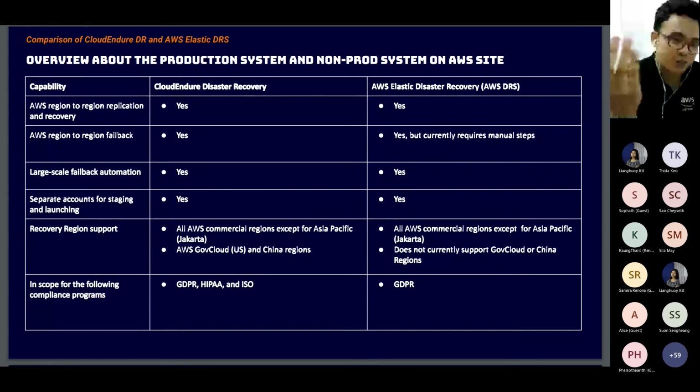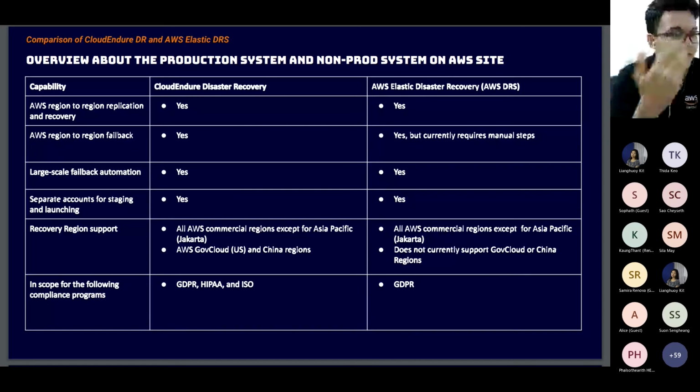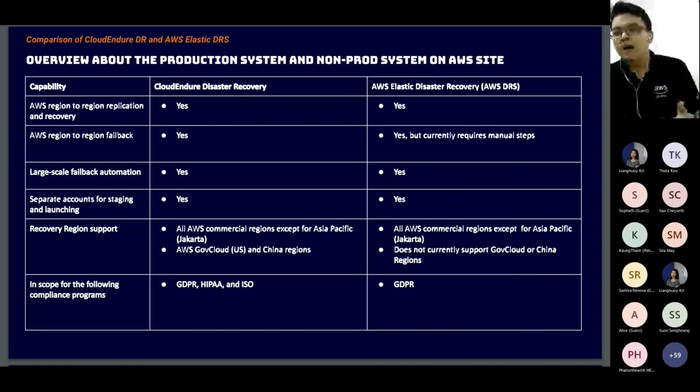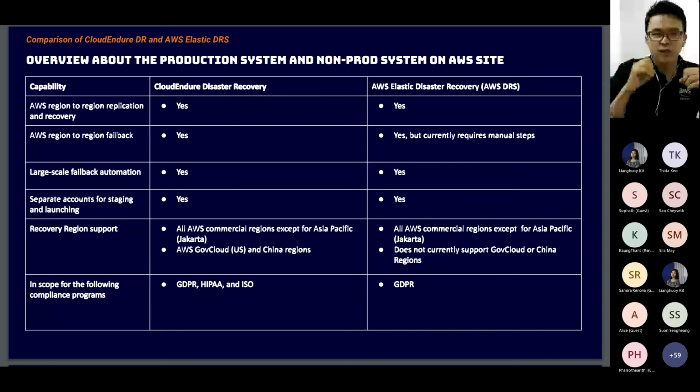Okay, how about region to region failback? As I told you earlier, we have two operations, failover and failback. How about failback for region to region? CloudEndure can support it, yes. EDR also supports region to region failback, but we need to set up some things manually. How about large scale failback automation? Yes, EDR and CloudEndure can support that feature. How about a separate account for staging and launching? It means the staging area and launching area use a separate account. Yes, CloudEndure and EDR support that kind of feature.